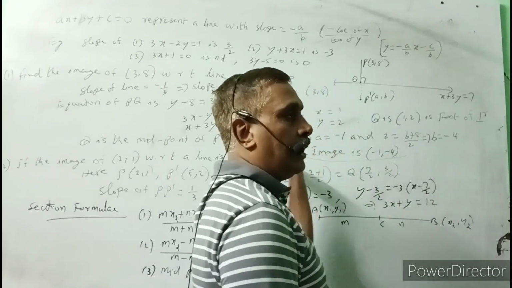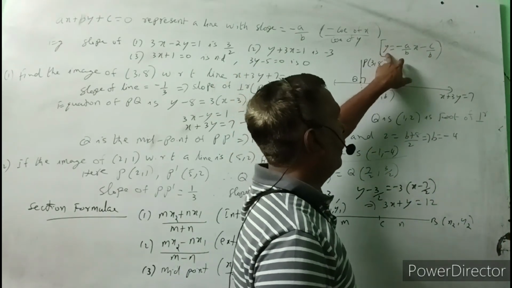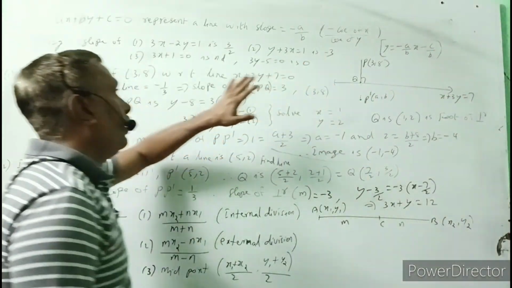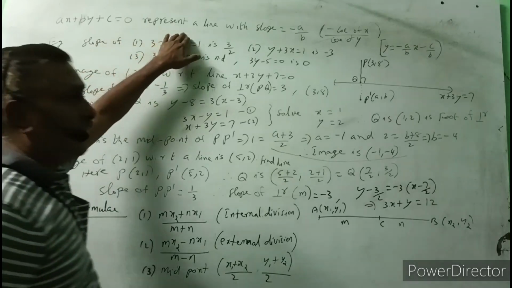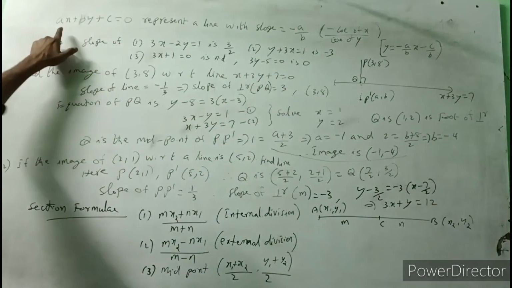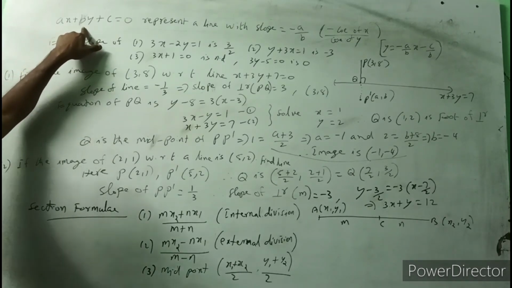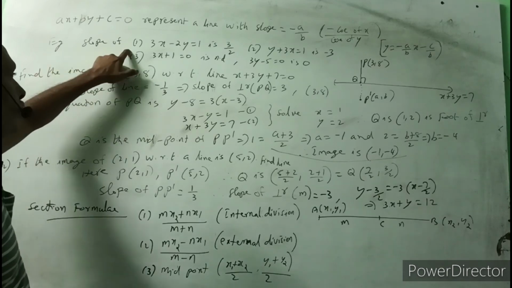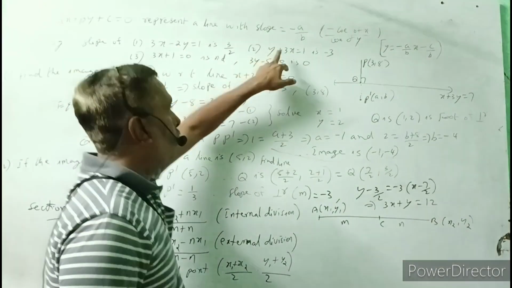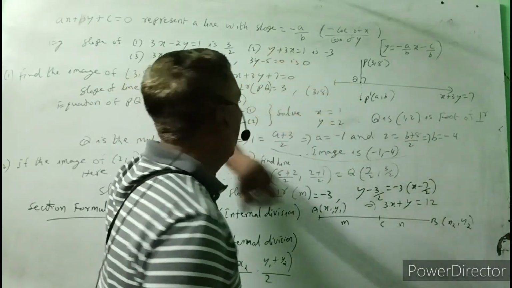For that, you keep y on one side and bring all other terms to the right hand side, and write it in the form y is equal to mx plus c, where m is the slope. In short, the slope of the line is minus coefficient of x upon coefficient of y, that is minus a upon b. For example, the slope of this line is minus 3 upon minus 2, that is 3 by 2. For this one, the slope is minus coefficient of x, that is minus 3 upon 1, that is minus 3.